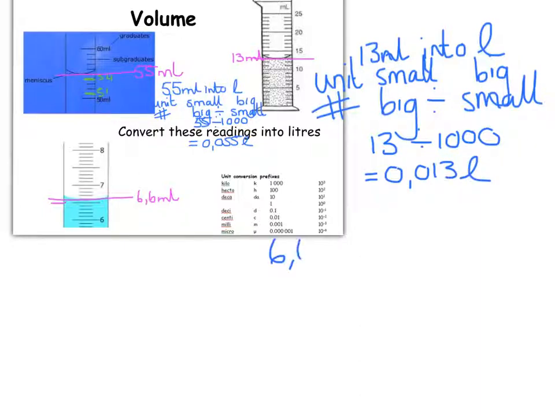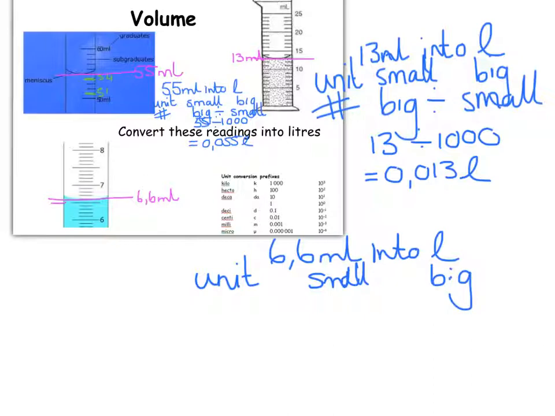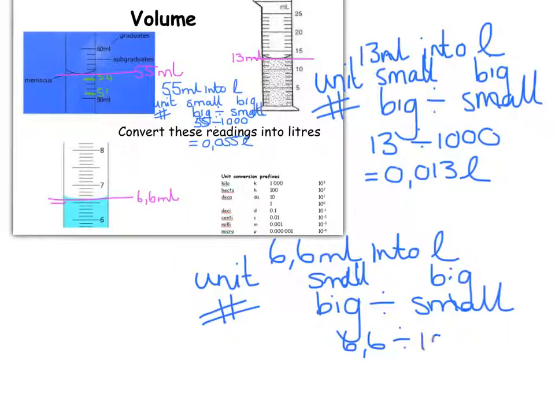Last one, 6,6 milliliters into liters. I'm going to say the unit 1 milliliter is small when I compare it to 1 liter, which is big. The number will therefore go from big to small. I need to divide. If I am looking at milli, then I am going to say milli is 1,000th of a liter. So again, I am going to say 6,6 divided by 1,000, and I get an answer of 0,0066 liters.